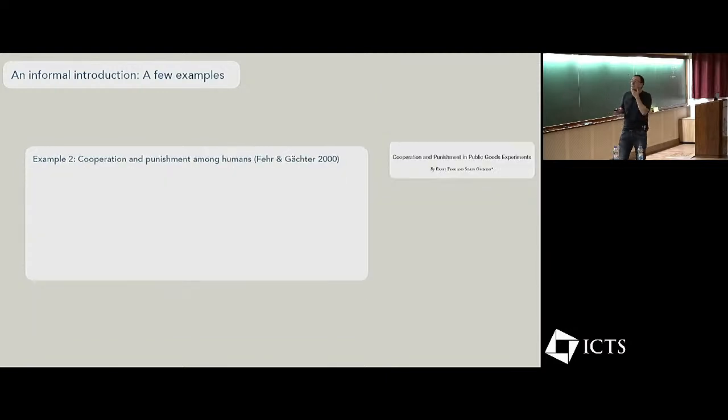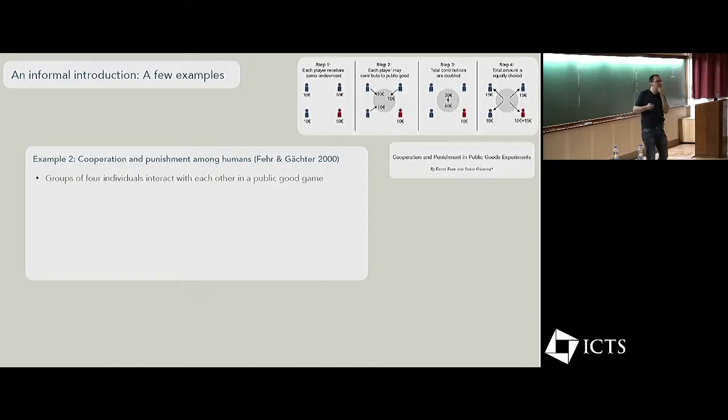Another example is cooperation and punishment in humans. There is this really famous experiment by Ernst Fehr and Simon Gächter. The way this experiment works is as follows. You have groups of 4 individuals, and each of these individuals gets some initial endowment. Here you could think everyone gets 10 euros. Then you get to choose how much of these 10 euros you keep for yourself and how much you contribute to a public good.